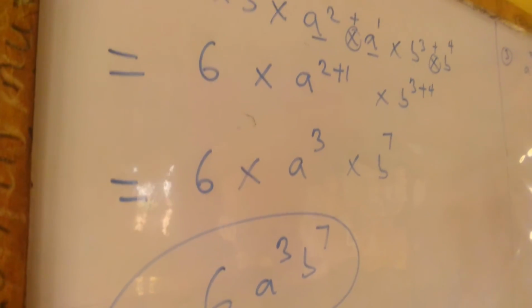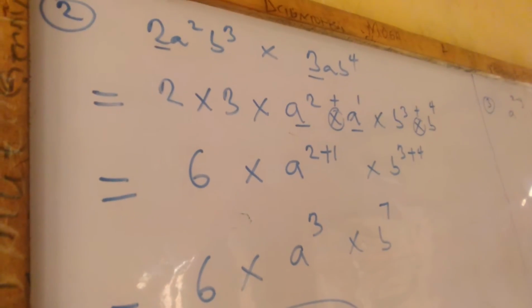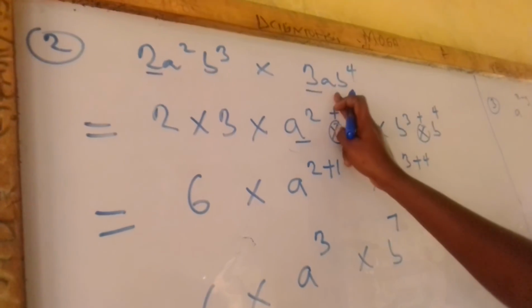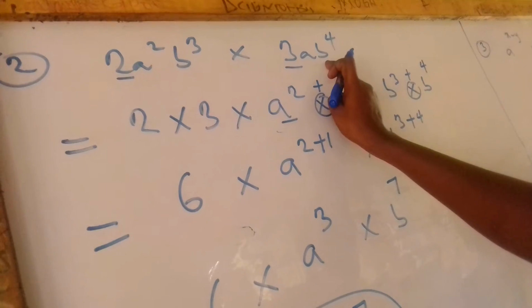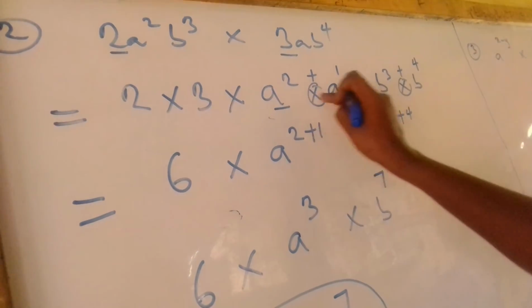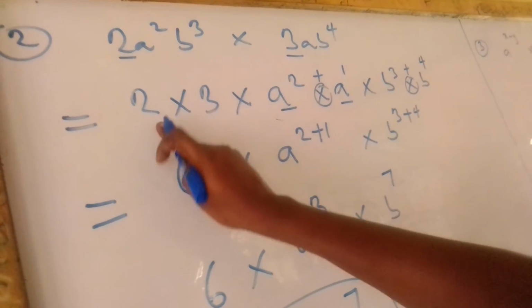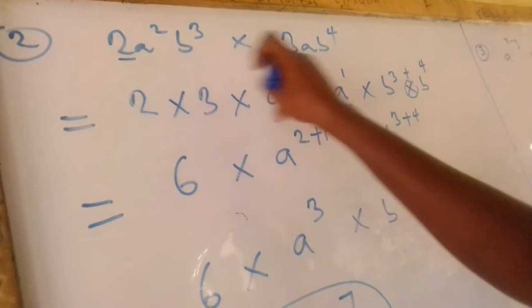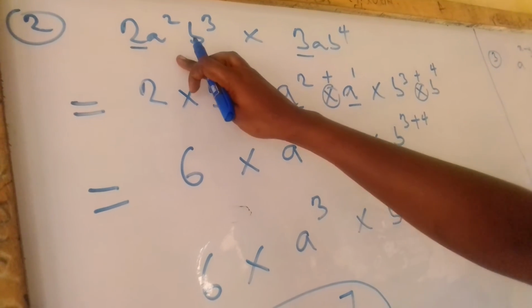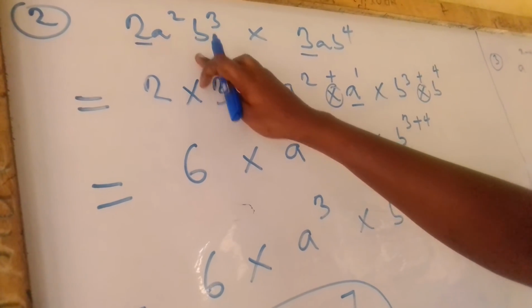Let me re-explain again. Anytime we are having a question like this, we are having numbers and we are having alphabets. You are going to multiply number with number first, alphabet and alphabet later. 2 and 3 are the numbers. The first alphabet you are having here is A, and the next alphabet you are having is B.